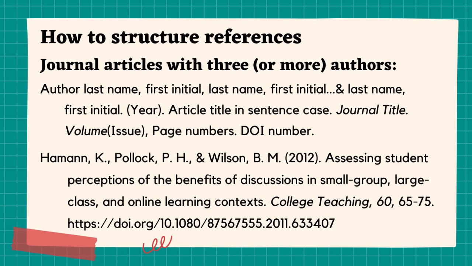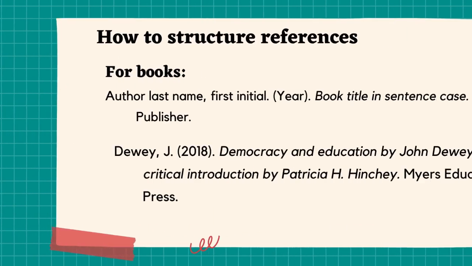So again, here's a quick example. This article had 3 authors, Hammond, Pollock, and Wilson. There's the year, the article title in sentence case, where only assessing is capitalized. College teaching and the volume are in italics and title case, then the page numbers, and the DOI where the article is located online.